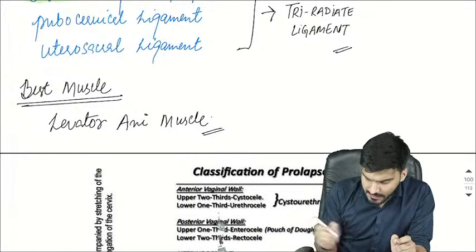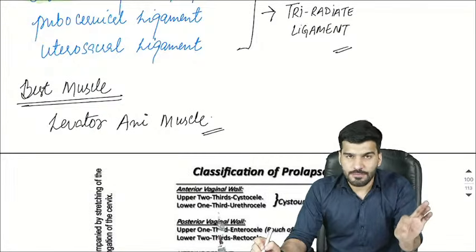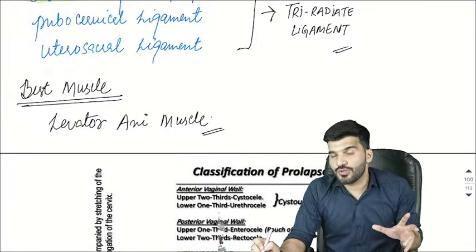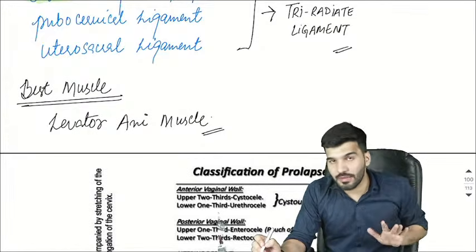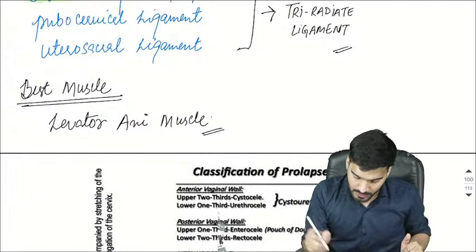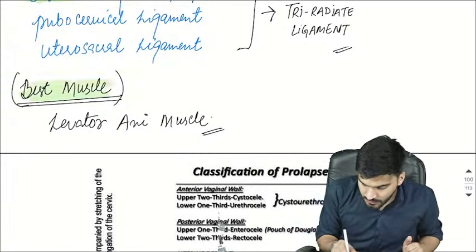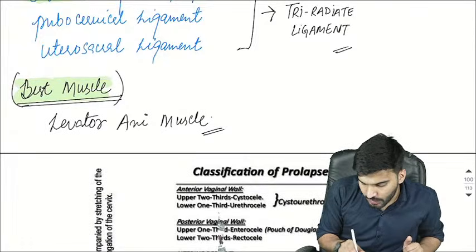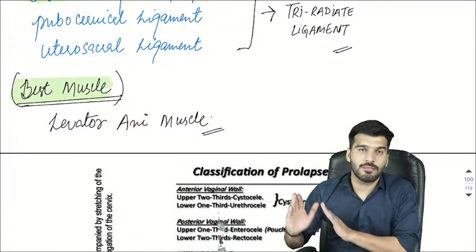Other muscles we have are the superficial transverse perineal muscle, the deep transverse perineal muscle, and the bulbospongiosus. The same muscles, my dear students, that we resect in the episiotomy. So that is the best muscle to support the uterus. Clear? Now, which of the following is not a true support? The answer will be the broad ligament.